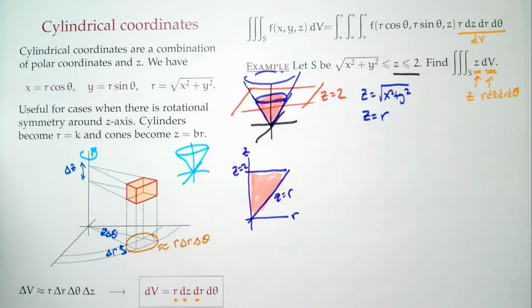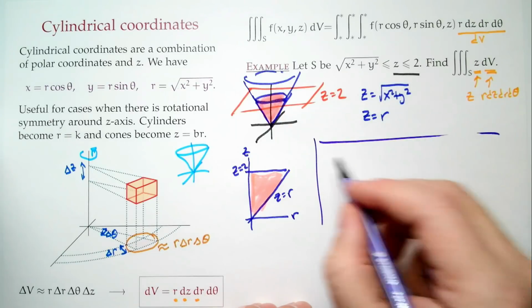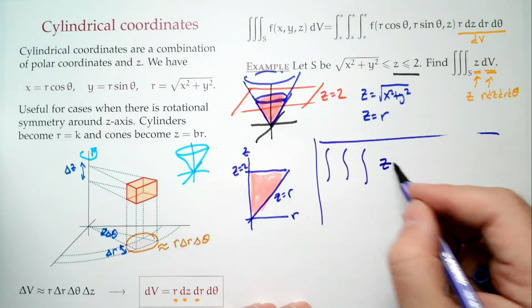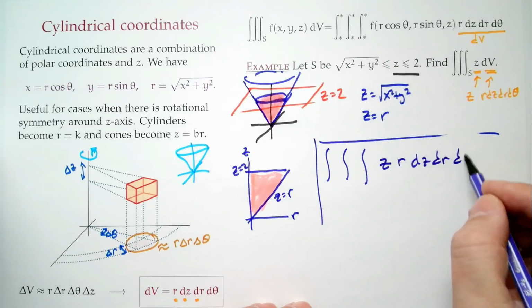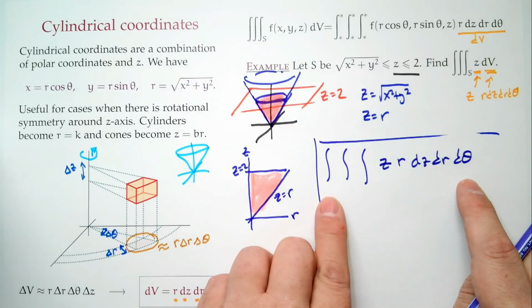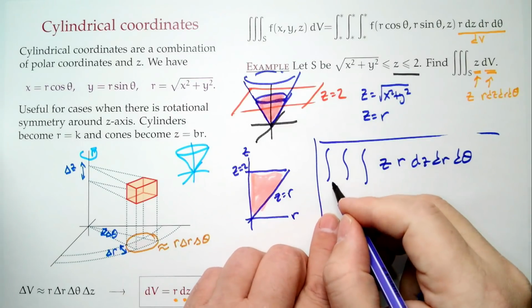All right, now we're ready to talk bounds. So we're going to get an integral with z, and then we have r dz dr d theta. Let's talk about theta first. Where does theta go between? And how do we know? It's not pi over 4. It's 0 to 2 pi.